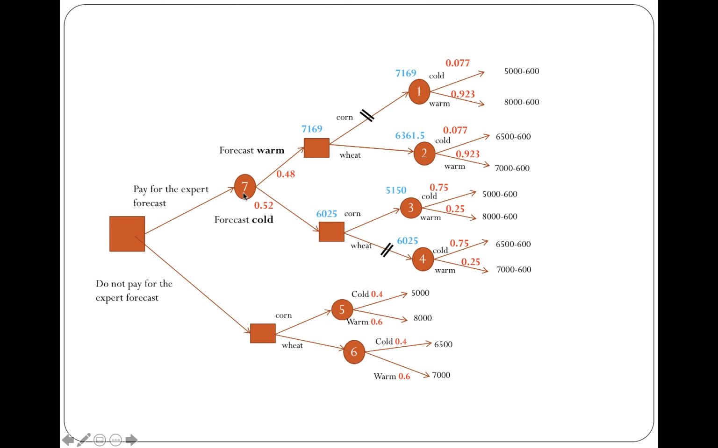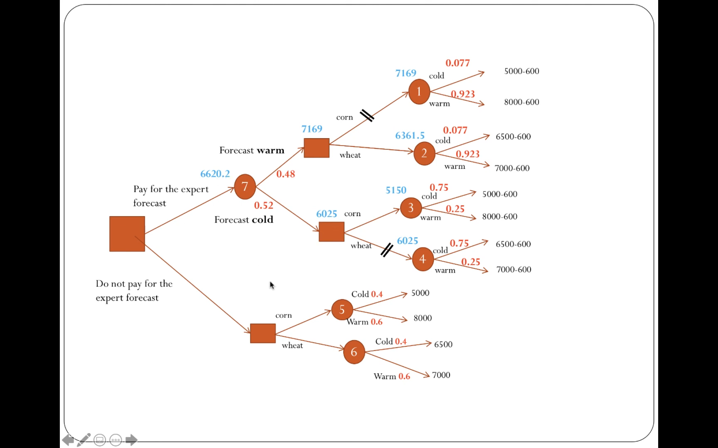Next, we need to calculate the expected value associated with node 7, 5, and 6. So for node 7, we have the value associated with each one of these possible outcomes, and we know the probability of each one of them, so we can easily calculate the expected value associated with this event node, and that's going to be $6,620.2.